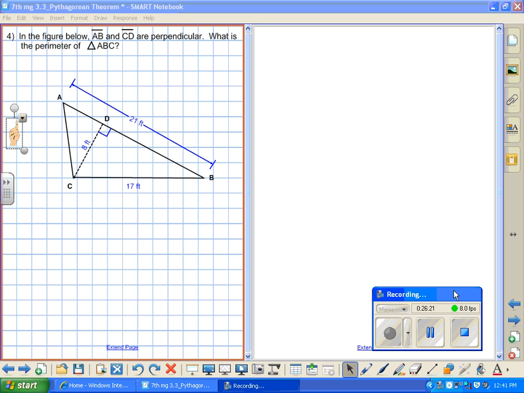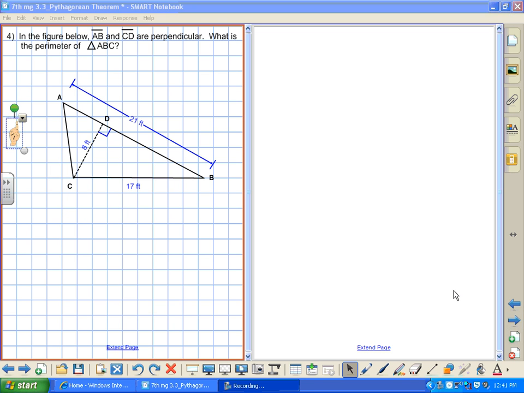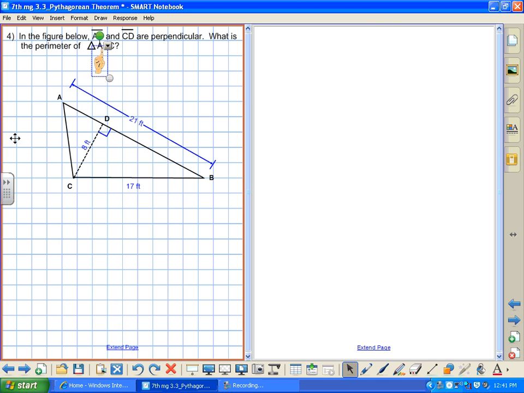Okay. Let's continue on here. In the figure below, line segment A to B, where is A to B? A is here, B is there. They're telling us that line segment A to B and C to D, where's the C? Here's the C, here's the D. So these line segments are perpendicular, which means that it creates a right triangle, doesn't it?